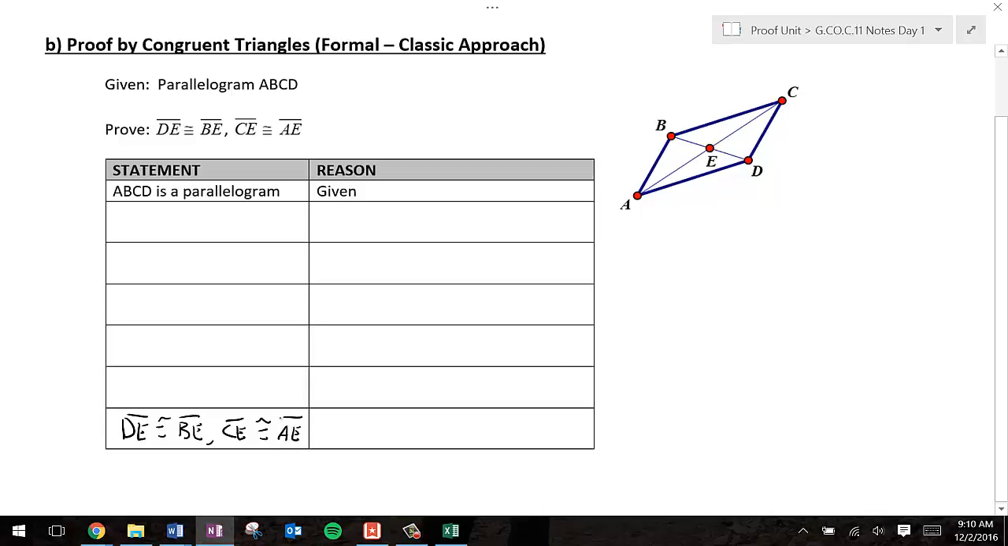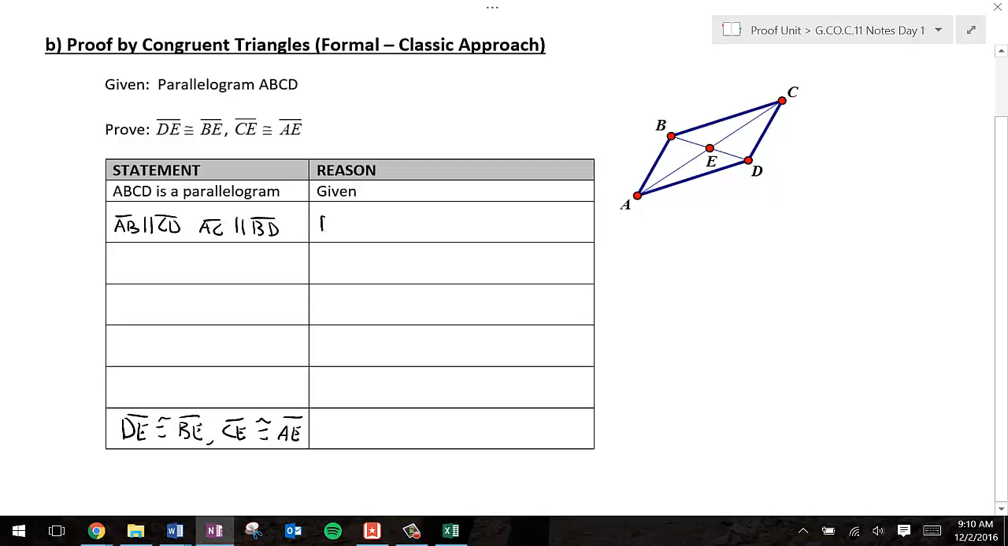Once again, as you can tell in this picture, we've got some triangles to deal with, so we're going to work through a bit of a triangle proof and try to use CPCTC at the end to show that these segments are congruent to each other. First thing we're going to do, just like our last proof, is use what we know about parallelograms and say that side AB is parallel to CD and that side AC is parallel to BD.